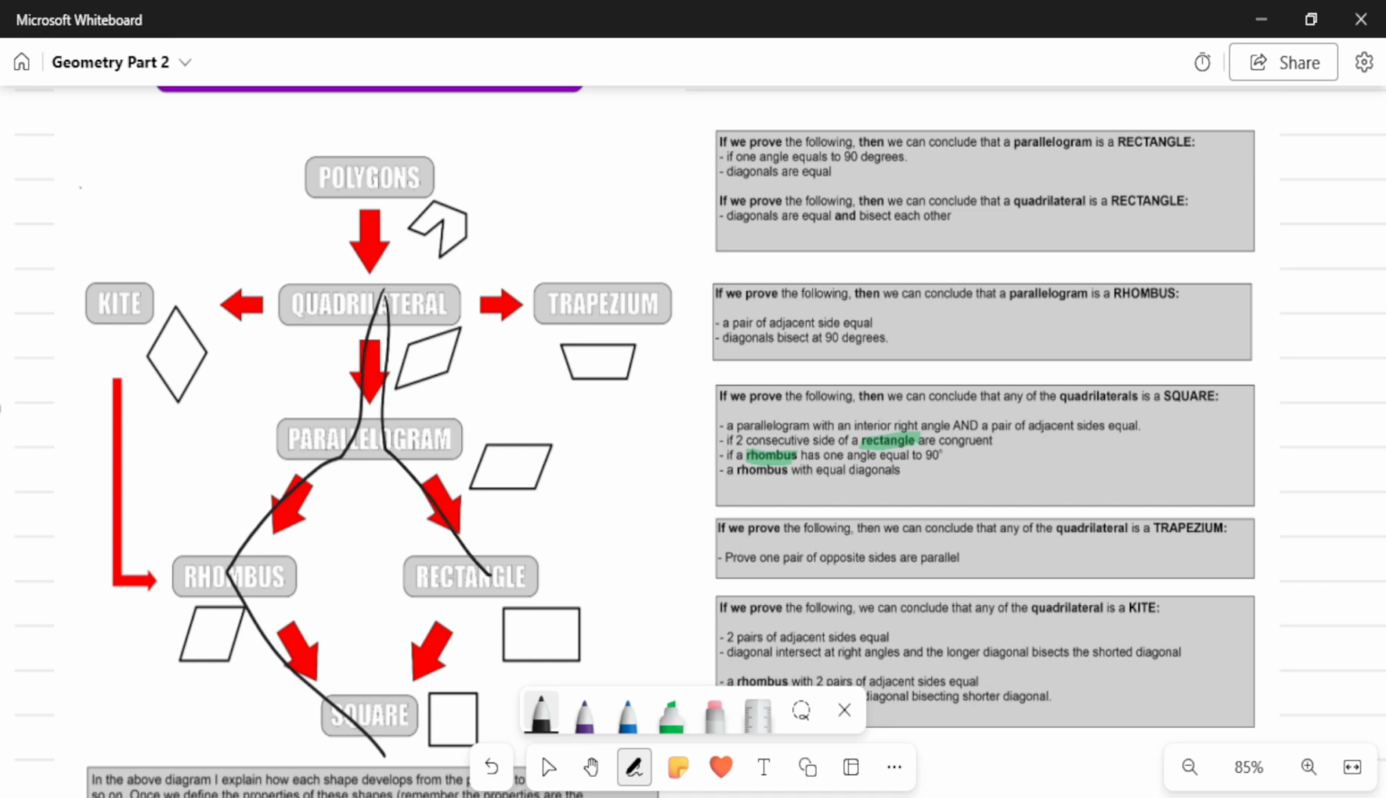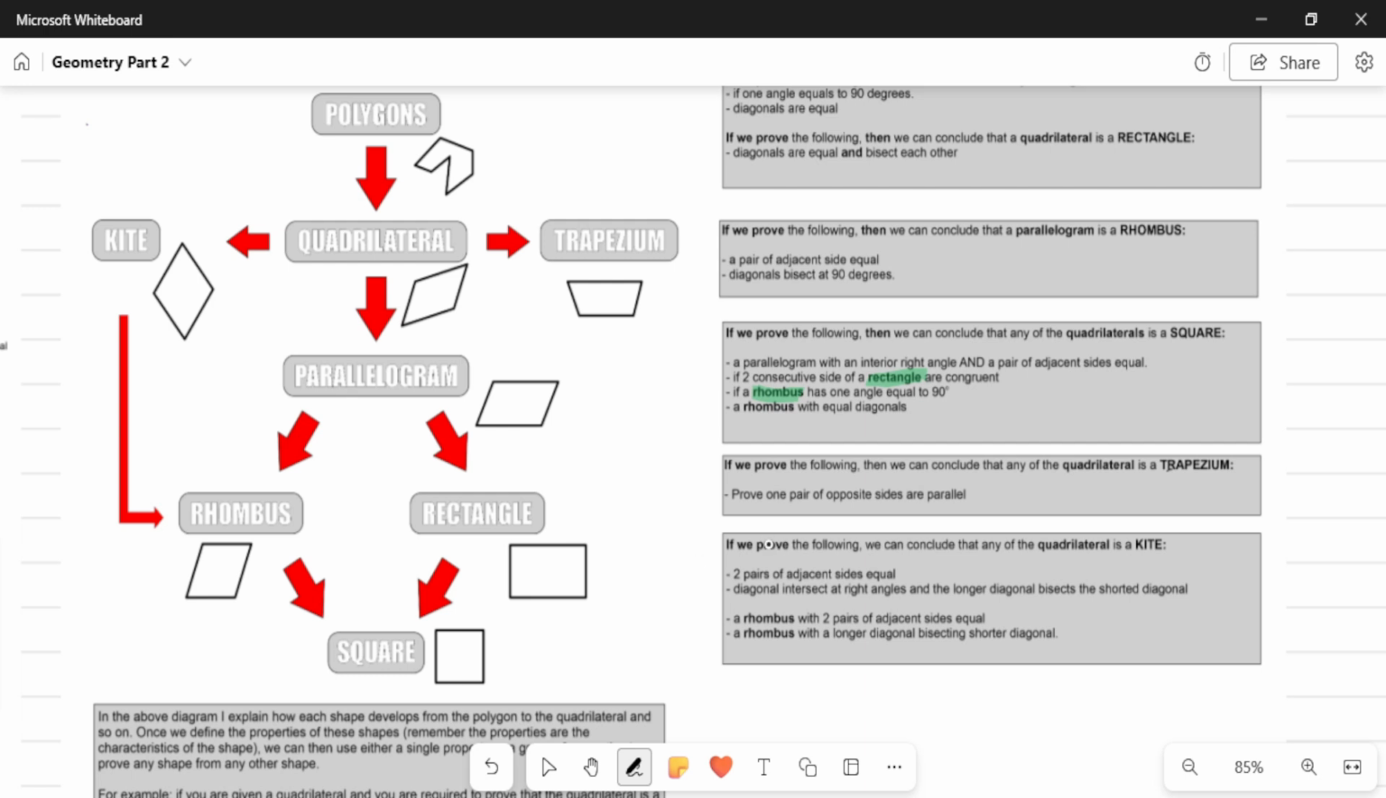So you just got to keep this network in your mind, how everything just develops from the top coming down. If we have the following, then we can conclude that any of the quadrilateral is a trapezium. So let's say that you have some random quadrilateral. If you prove that one pair of opposite sides are parallel, then automatically you have a trapezium. Very simple. And with a kite, it requires a bit more thinking.